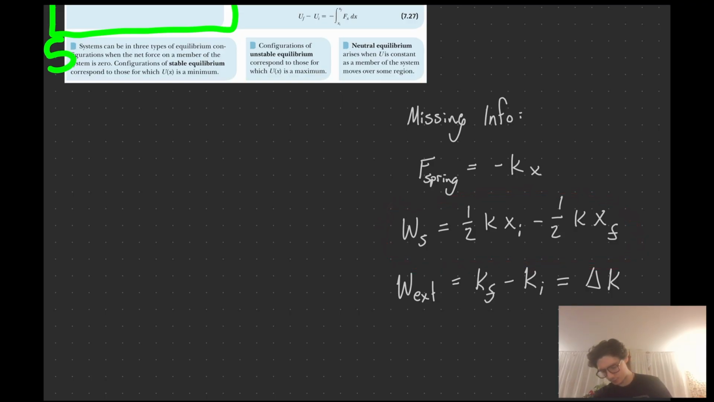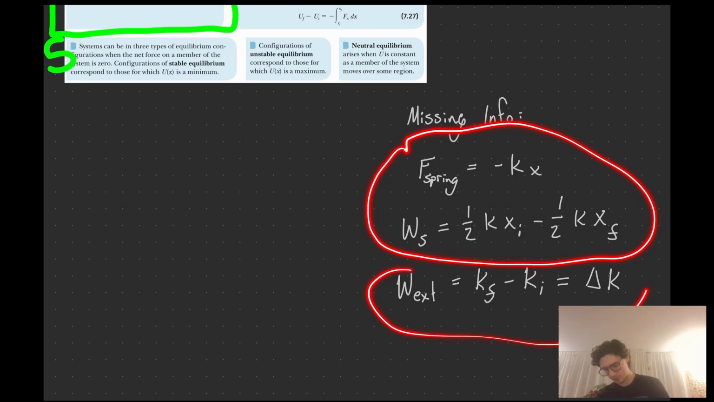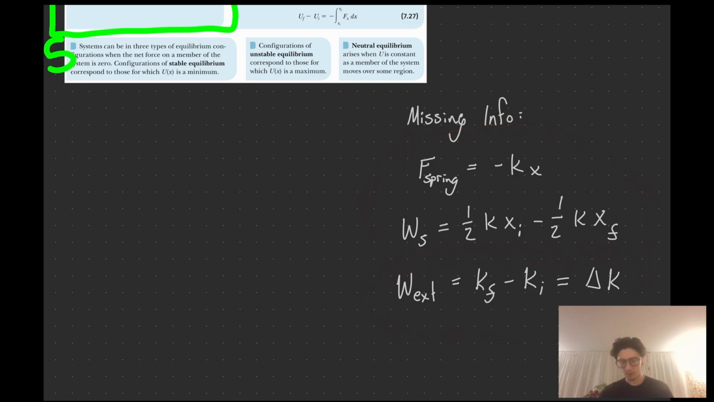I've seen even another one where here they have x final minus here they have x initial. I think that depends on the extension or the compression of the spring. I'm not too sure. But the reason I'm bringing this up is because I remember we used these two equations along with this equation to solve the problem.